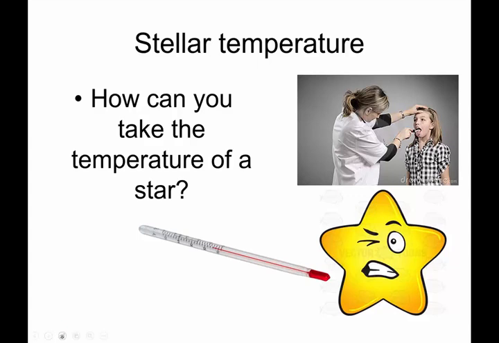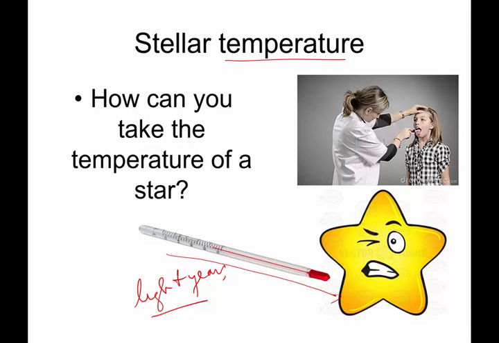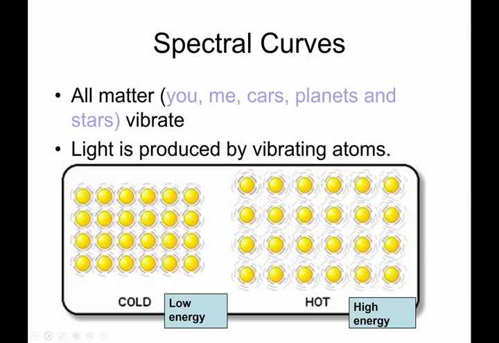Now, one of the most important things about any star is its temperature. And we're talking about stars that are light years away. How the heck do you take the temperature of something that is very, very, very far away? Well, of course, this is going to involve light.